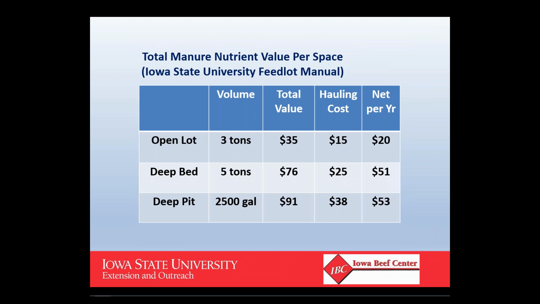This is a chart from our feedlot manual that the Beef Center staff put together recently, and we use it for meetings. This is just our budget and our estimates, so you need to use your own numbers. It shows how much manure we think we produce in an open lot, a deep bedded lot, and a deep pit, the total value of that based on current prices of nutrients, and then the net per year once you pay for the hauling. That's variable, since people have different cost structures for what it costs to haul it. But it gives you an idea that part of the reason people can pay for the barns is the manure value. There's no question about that. That's one of the things that makes it possible.